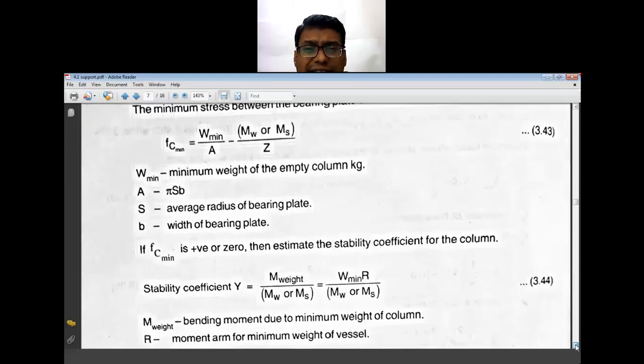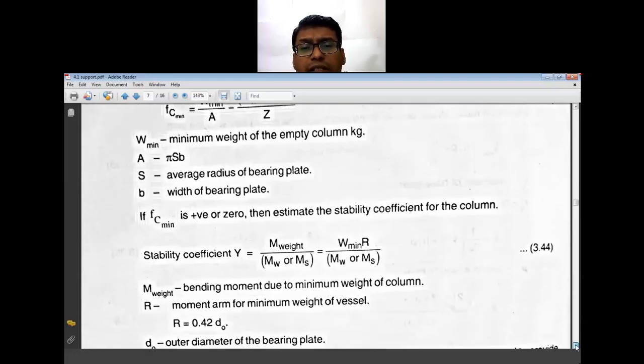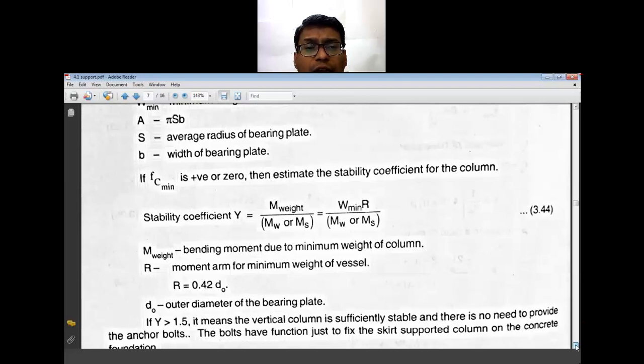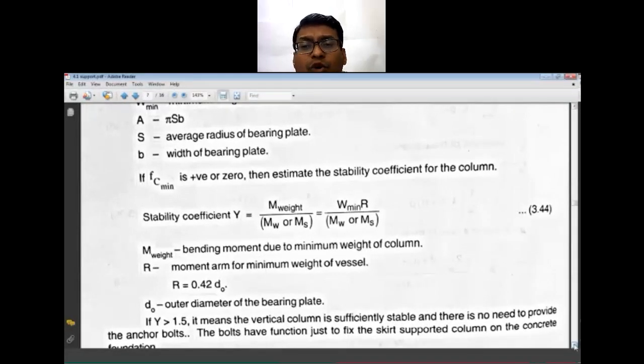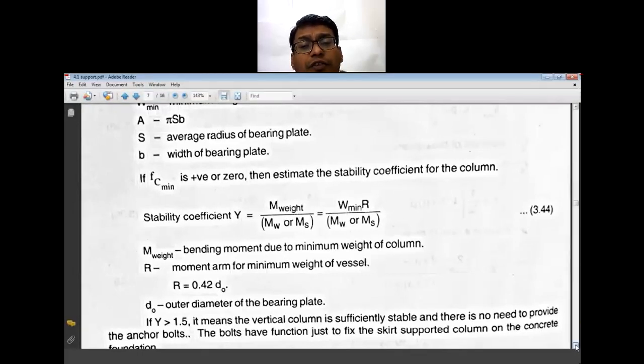Then the design of the anchor bolts can also be done: how many anchor bolts, and of what dimensions, have to be selected. For that purpose, why do you require the anchor bolt? Because the vessel, if it is going to overturn, should not overturn. To prevent this, we put the anchor bolts on this side or on either side, so that it will not get tilted or overturned. That is the basic purpose of providing the anchor bolts, to hold it in a vertical position.